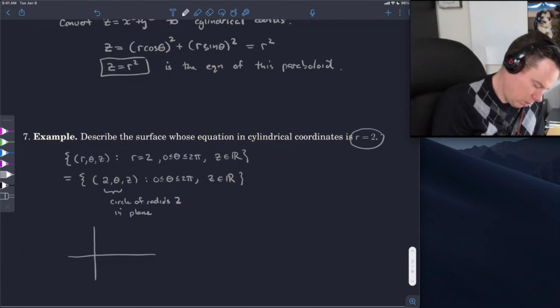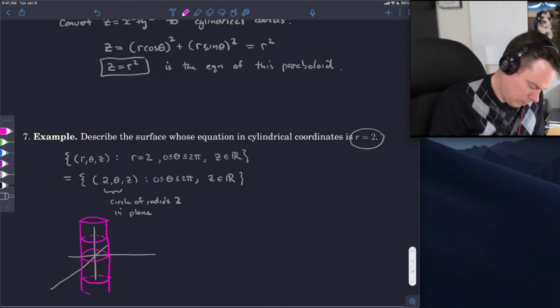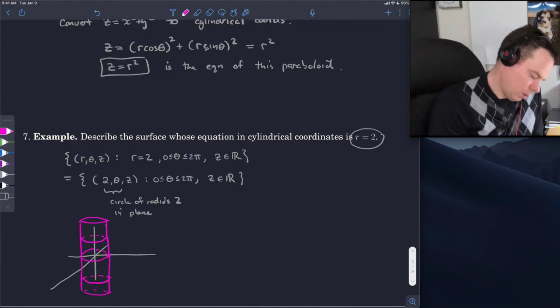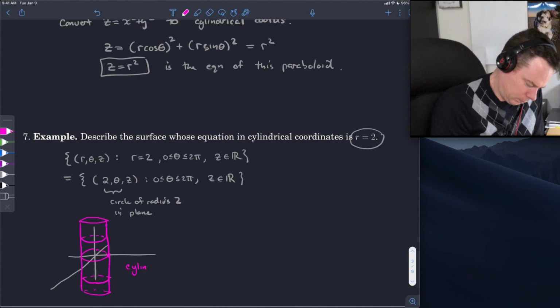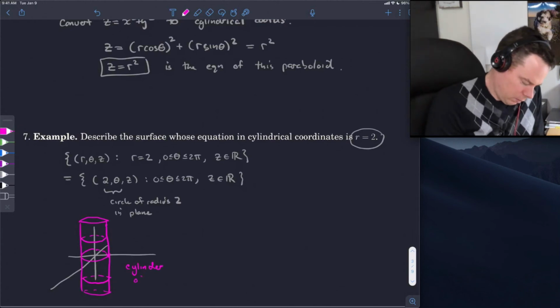So we can sketch it out here. I'll sketch it in a different color. So it looks like this, and so on all the way up. So it's a cylinder, in this case, of radius 2.